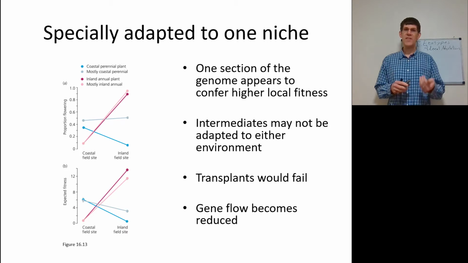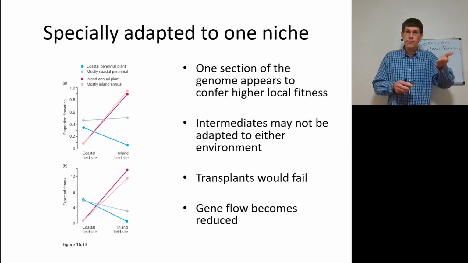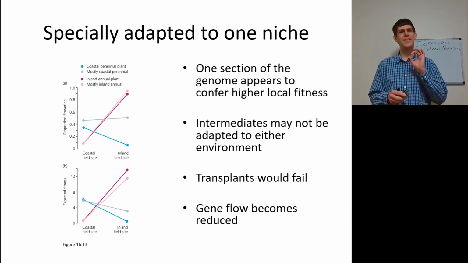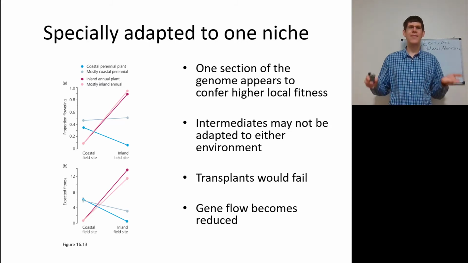And not only that, but transplants would fail. If you take an inland plant and you put it on the coast, it doesn't survive. Coastal plant, put it inland, it doesn't survive. This will result in gene flow being reduced over time. This might be where you ask, well, aren't they two different species? Well, they can still interbreed and create viable fertile offspring in the lab, but not necessarily viable in either individual biome.